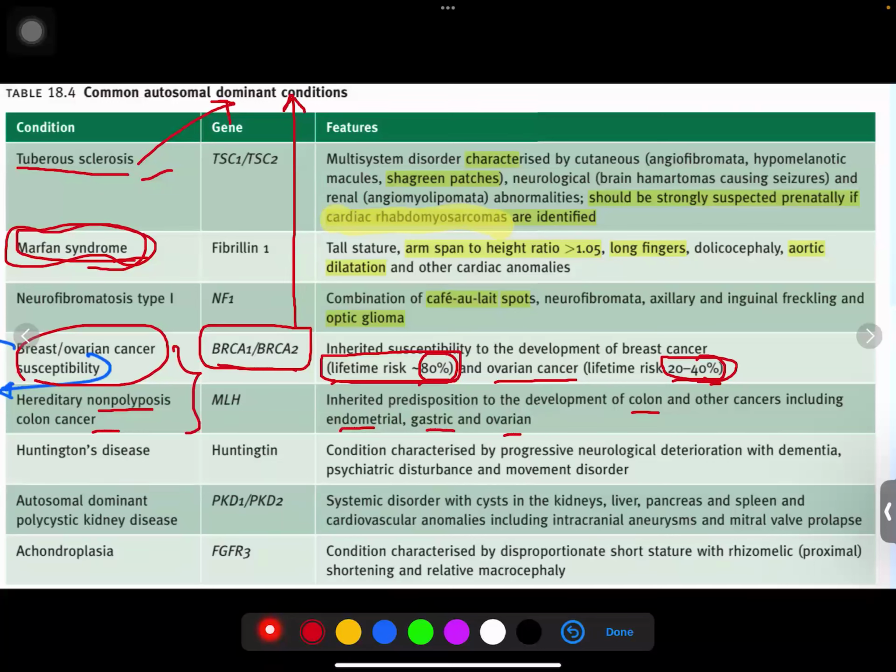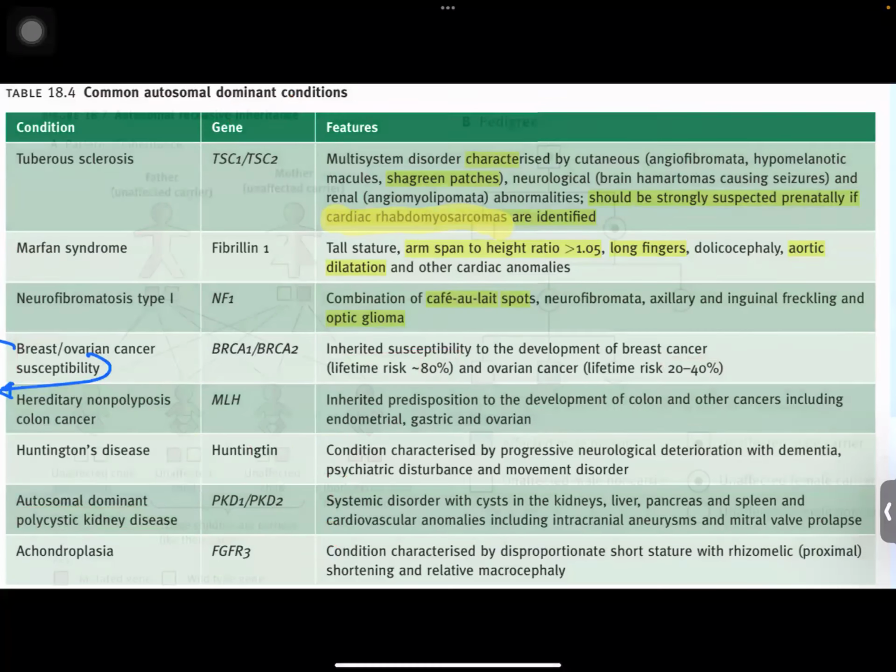Also, all the cancers, these two actually are cancers. So cancerous conditions are autosomal dominant. Then Huntington disease, autosomal dominant polycystic kidney. Now, it is also very important: polycystic kidney has two subtypes. The adult one is autosomal dominant, but there's also an infantile polycystic kidney that's autosomal recessive. Okay, you just have to memorize these things. Chondroplasia is also autosomal dominant.